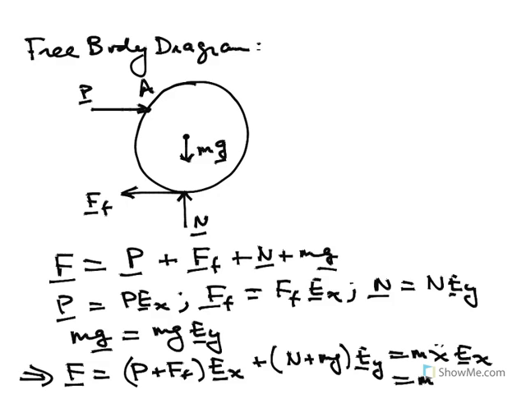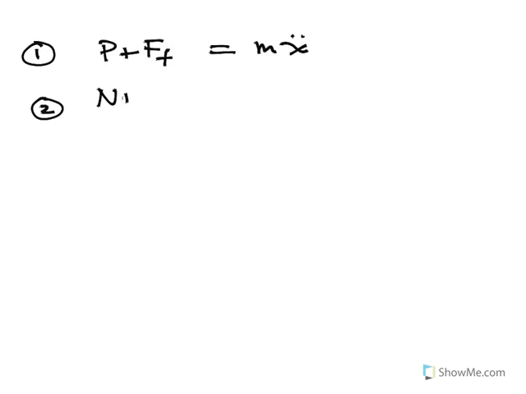x, because that's equal to the mass times the acceleration of the center of mass as viewed by an observer in the inertial frame. So I get two equations from this. I get P plus F sub F is equal to m x double dot, and I get N plus mg is equal to 0.